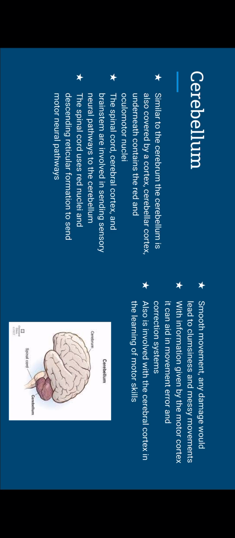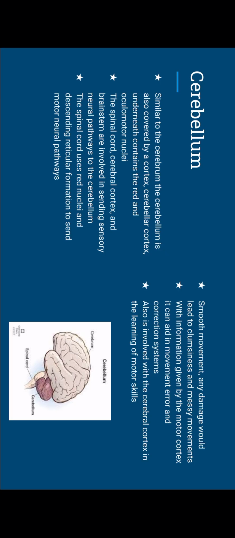Next, we have the cerebellum, and similar to the cerebrum, it is also covered by a cortex known as the cerebellar cortex. Underneath this cortex, there's red and ocular motor nuclei. Sensory neural pathways are sent to the cerebellum via the spinal cord, cerebellar cortex, and the brainstem, whereas motor neural pathways are sent via the spinal cord, which uses the red nuclei and descending reticular formation.